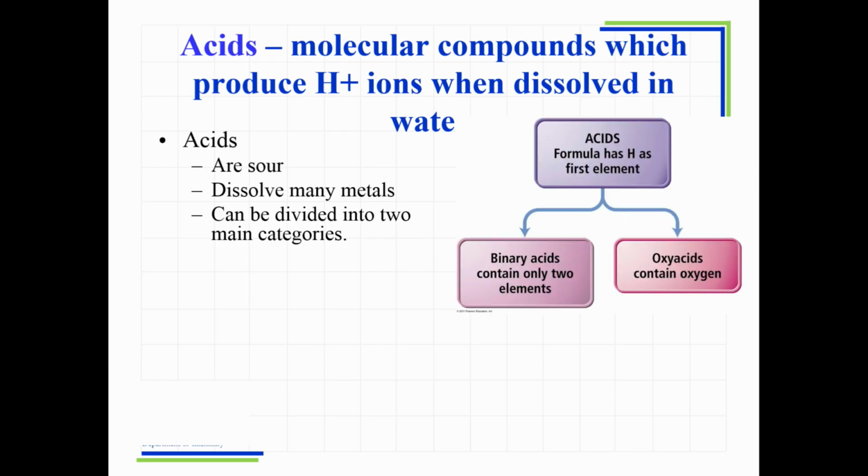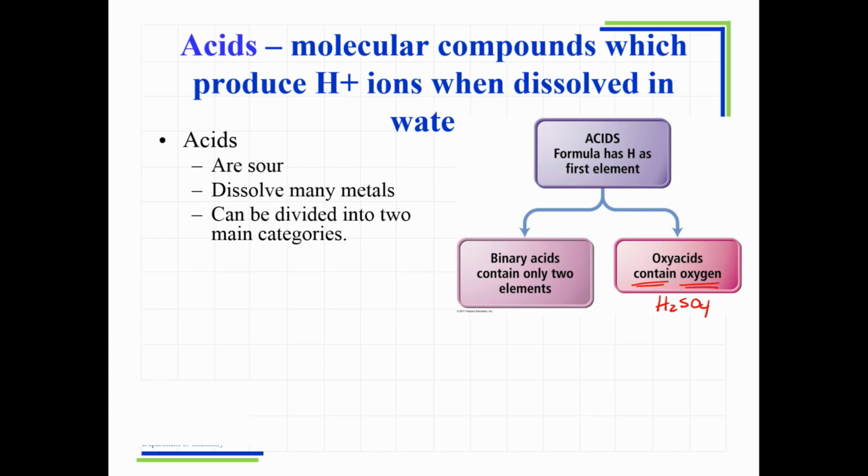They can be divided into two main categories, okay? There's binary acids and there's oxyacids. What is an oxyacid? Well, it would be one that contains oxygen, okay? So H2SO4 is an oxyacid. Binary acids only contain two elements.